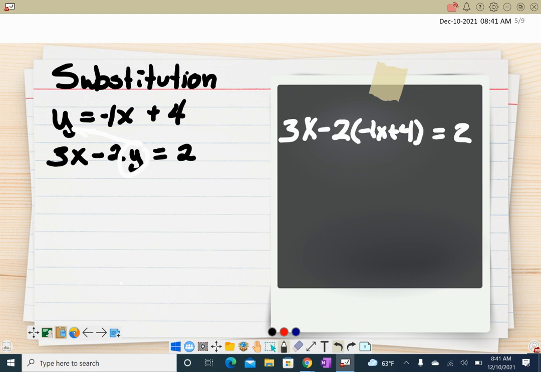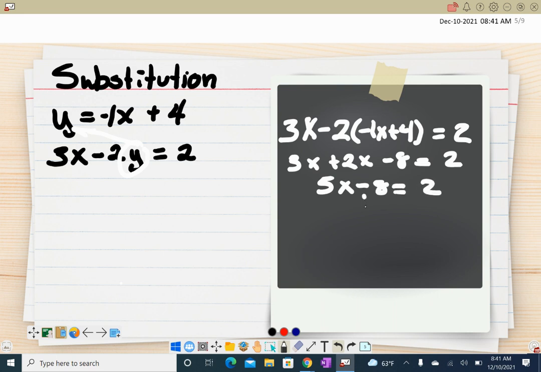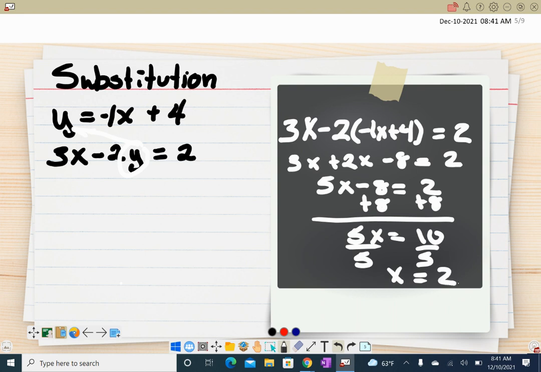All right, we've got some solving equation business to do. So I've got 3x. Negative 2 times negative 1 gives me a plus 2x. Negative 2 times 4 gives me a minus 8 equals 2. Remember, don't call me after midnight. Don't. We distributed. Call me. Collect like terms. 5x minus 8 equals 2. After is add or subtract. This time I got to add 8. So 5x equals 10. Divide by 5 and x equals 2.